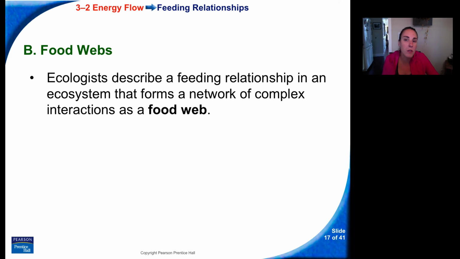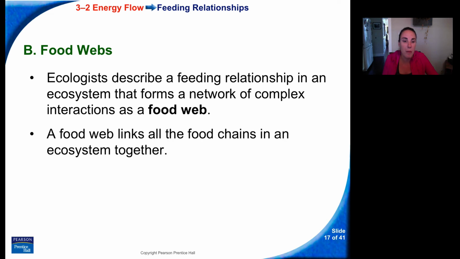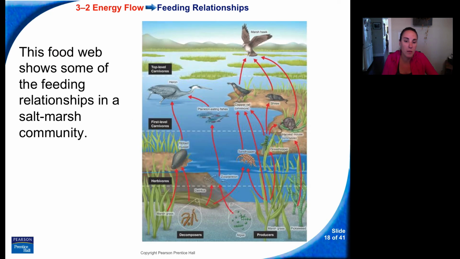They show many food chains in one step. So ecologists describe the feeding relationship in an ecosystem that forms a network of complex interactions known as a food web. A food web links all of the food chains in an ecosystem together. So this food web shows some of the feeding relationships in a salt marsh community.